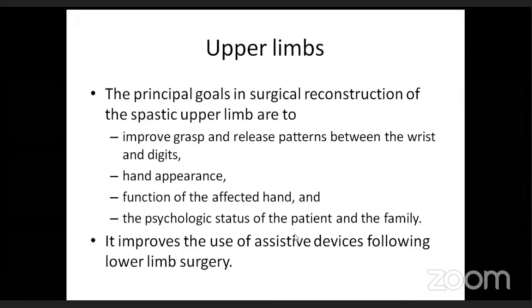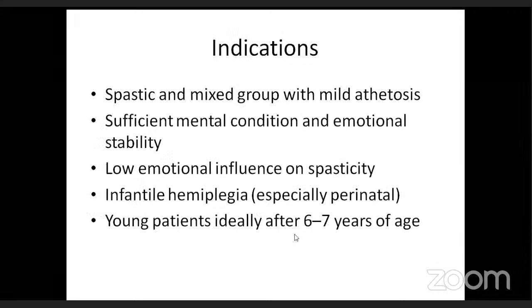So when the child is able to stand, but the hands are spastic or they are having a lot of contractures, the child will have issues in terms of holding devices during OT. So the indications for upper limb treatments in terms of orthopedics are spastic and mixed group with mild athetosis.